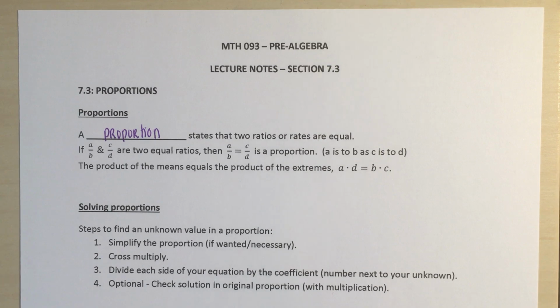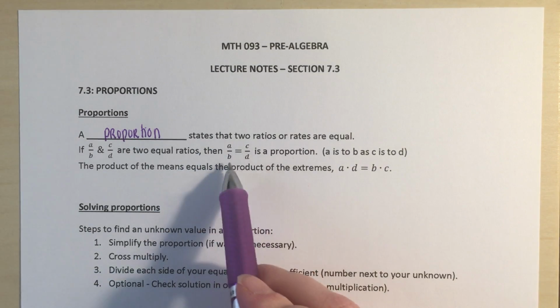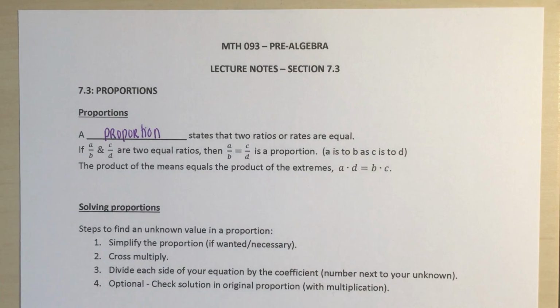We can go back and think about what we saw in section 7.1. Our product of our means equals the product of the extremes. So if we find our cross products, if we cross multiply, A times D are diagonal from each other, that product should equal the product of B times C.